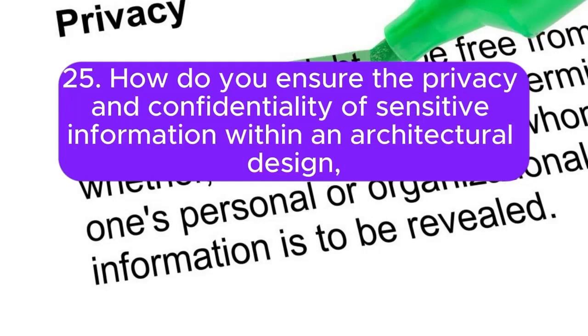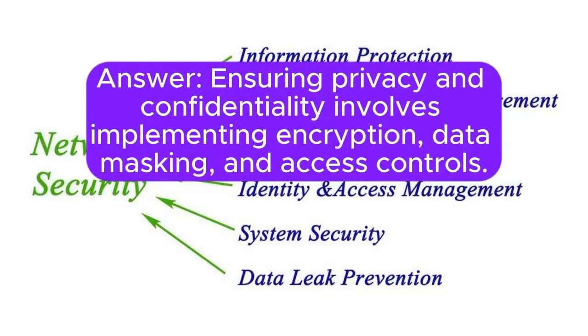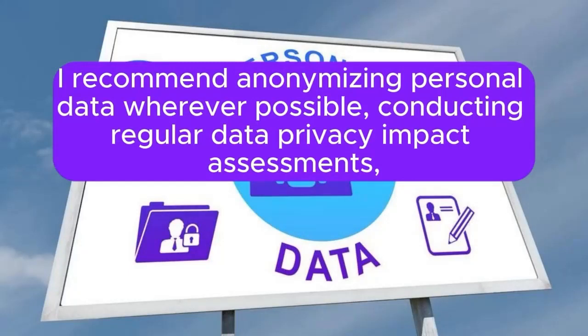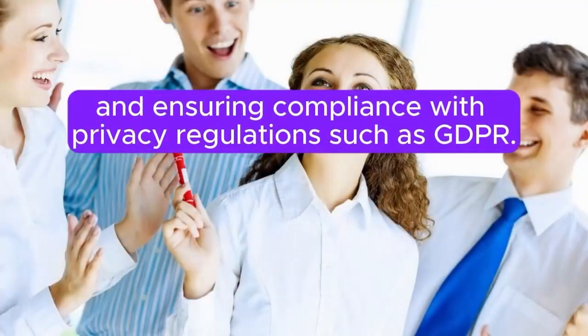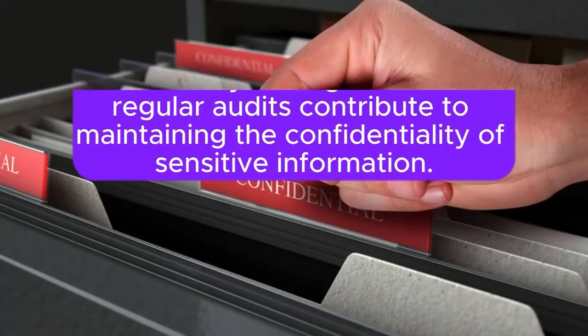25. How do you ensure the privacy and confidentiality of sensitive information within an architectural design? And what measures do you recommend for securing personal and sensitive data? Answer. Ensuring privacy and confidentiality involves implementing encryption, data masking, and access controls. I recommend anonymizing personal data wherever possible, conducting regular data privacy impact assessments, and ensuring compliance with privacy regulations such as GDPR. Secure key management and regular audits contribute to maintaining the confidentiality of sensitive information.